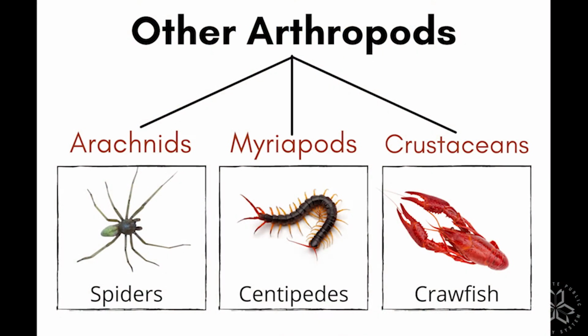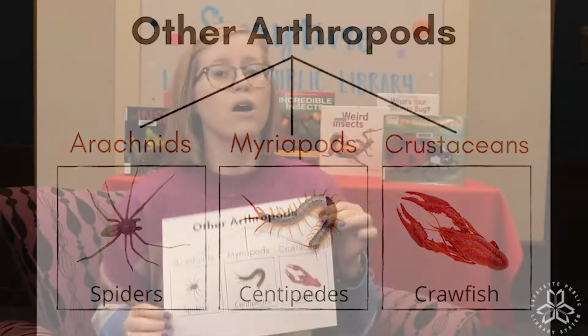Let's start with insects. Insects are part of an animal group called arthropods. Arthropods are cold-blooded, meaning that they don't regulate their own body temperature. Instead, they have a body temperature that is the same as the environment around them. Other arthropods include arachnids, which include spiders, myriapods, which include centipedes, and even crustaceans, which includes things like crawfish. So insects are not the same as these other arthropods, but they do fall under the same class of animals. So these are not insects.